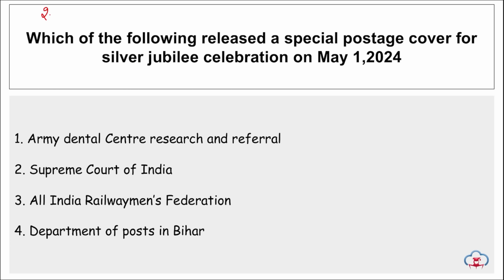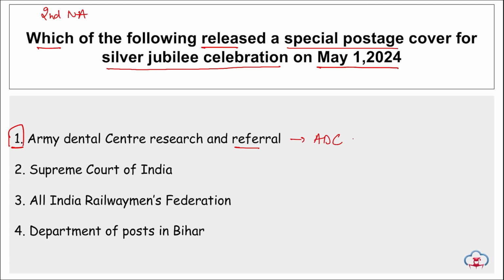Moving on, this is our second national affairs news. The question asked here is, which of the following released a special postage cover for the Silver Jubilee celebration on May 1, 2024? So which is that organization? That will be Army Dental Centre Research and Referral, that is ADCR and R. Correct? This is in Delhi. This is a specialist dental care centre. Because on 1st of May 2024, we observe what?